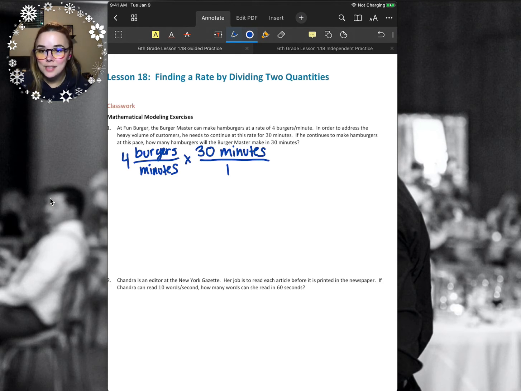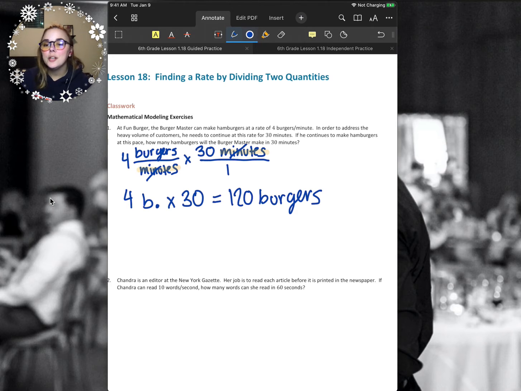So we can cross-cancel. We can look at these two fractions, our burgers over minutes and 30 minutes over 1, and I see that we have minutes in common, right? We have minutes and minutes, so we can cancel those out. I'm going to cross both of those out, and what I end up with is 4 burgers, which I'm going to abbreviate with a B, times 30. Then I can multiply this out and I get 120 burgers. So in 30 minutes, the Burger Master can make 120 burgers.